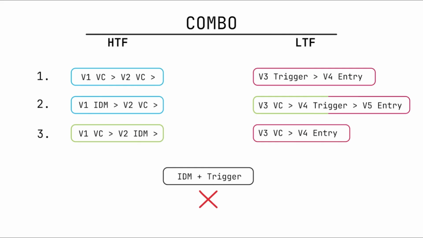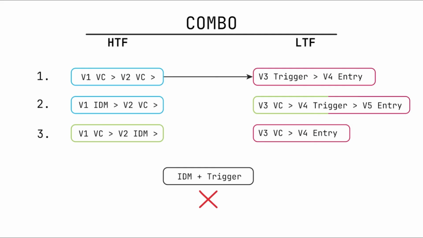In the case where we already have a logical element on HTF, we can then wait for LTF logical elements, which again are only 3. 1. V3 trigger greater than V4 entry. 2. A combination of logical elements, V3 volume confirmation greater than V4 trigger greater than V5 entry. 3. V3 volume confirmation greater than V4 entry. Here, an important rule is that inducement and trigger cannot be combined. In total, we can receive only 8 combos to enter a position. Let's see what they are.